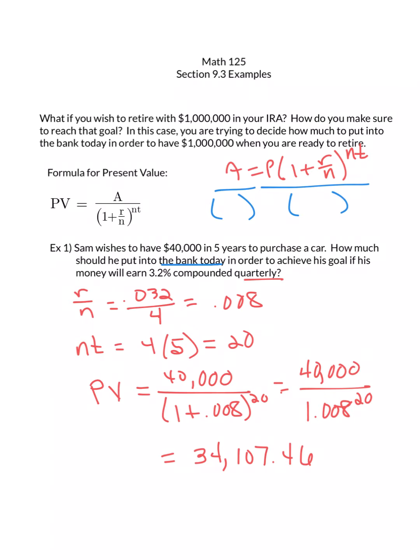Mathematically, this is what you would have to do to reach that $40,000 goal. You'd have to put $34,107.46 into the bank and not touch it for 5 years. Most people in the real world can't do that. So while this is what you would have to do mathematically, it is not realistic. So what do we do if we don't have $34,000 in change to sit in the bank? We can create what's called an annuity.